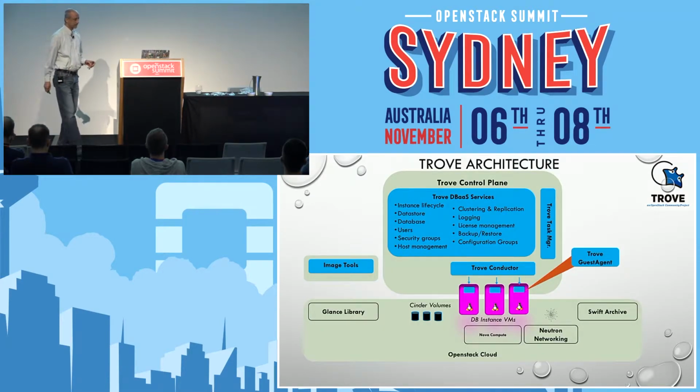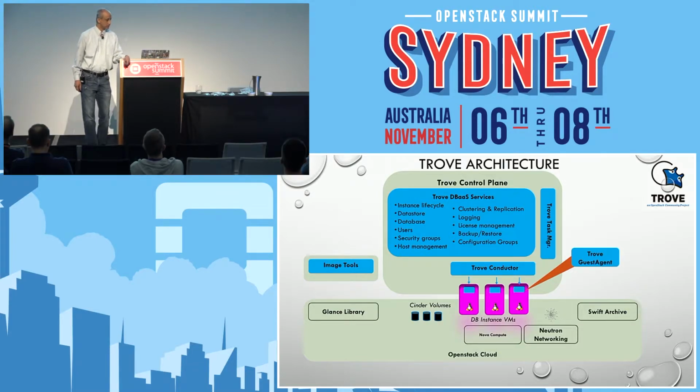So, a high-level architecture. Trove lives in the OpenStack control plane, and provides the services. It has certain other components that are part of Trove, the Trove Task Manager, a Trove Conductor. There's a piece of Trove that also lives in the database instance that gets deployed into the VM, and that's called the guest agent.